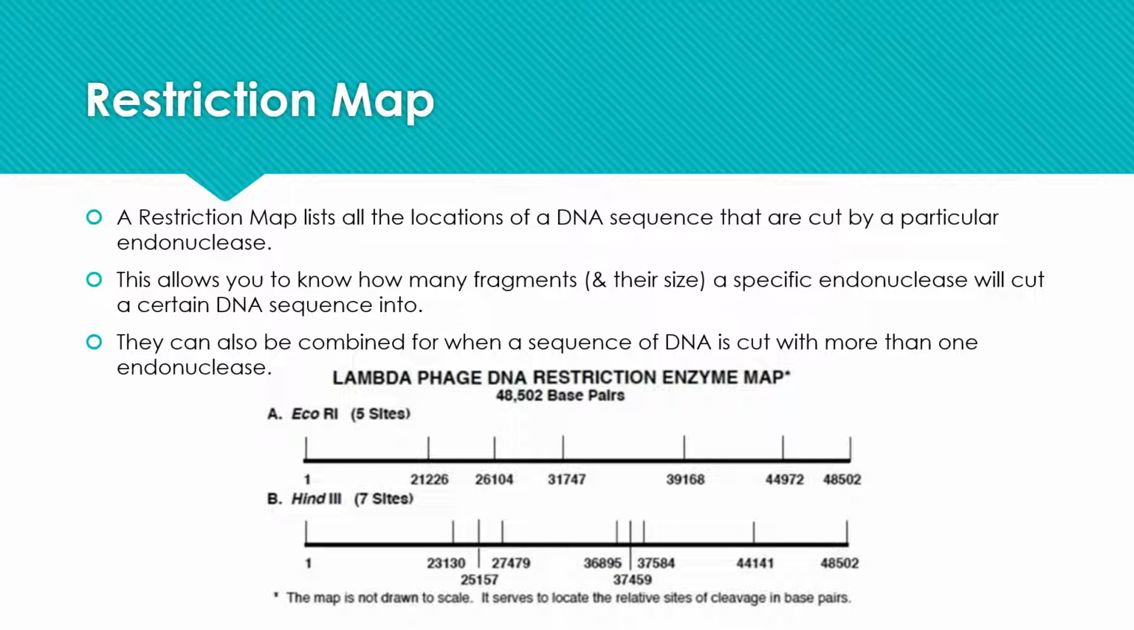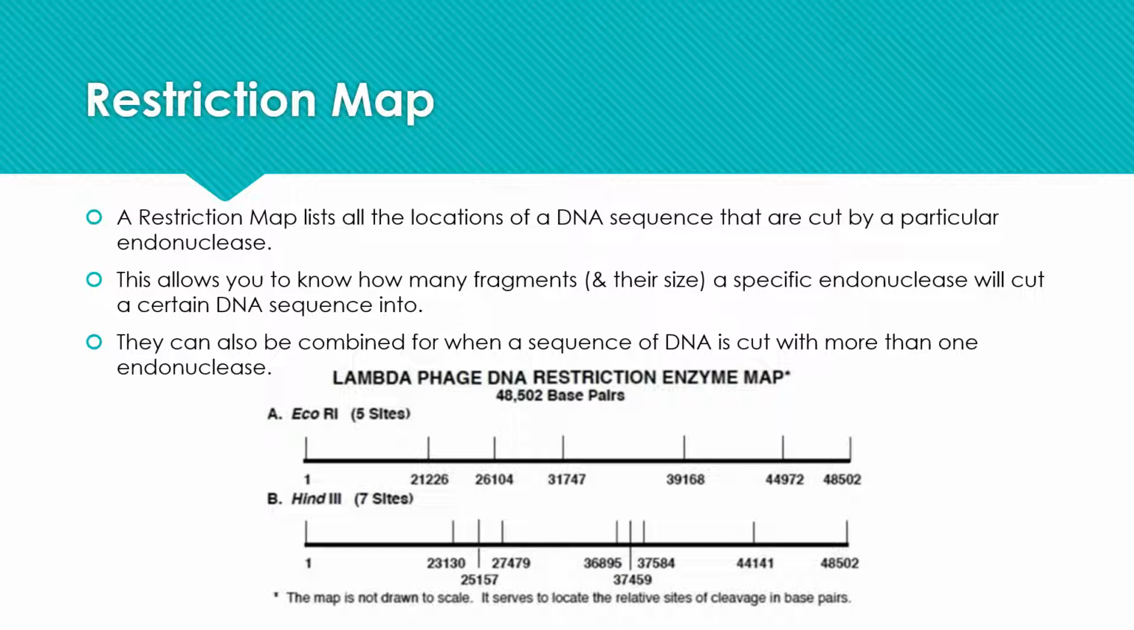If I was only cutting with EcoRI, I could see that my first fragment is going to be from 1 to 21,226, and then my second fragment would be from 21,226 to 26,104, and so the size of my second fragment is between those next 2 numbers.